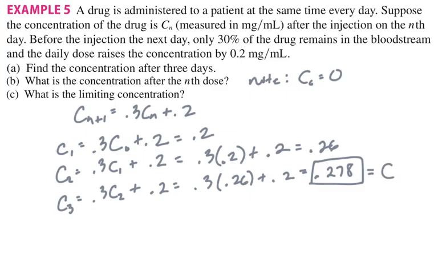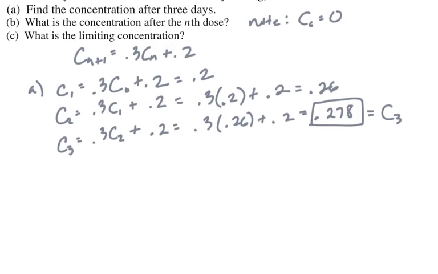That's equal to C3. So that's part A. We could have done part A differently to help us with part B. So I'm going to do that again, and I'm going to rearrange it just a little bit. So I'm going to call this part A again. C1 equals 0.2 plus 0.3 C0, and we know that that's 0, so it's 0.2.